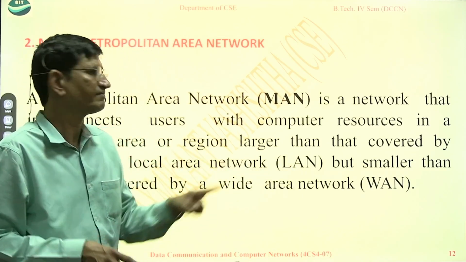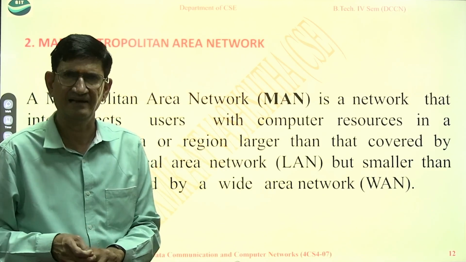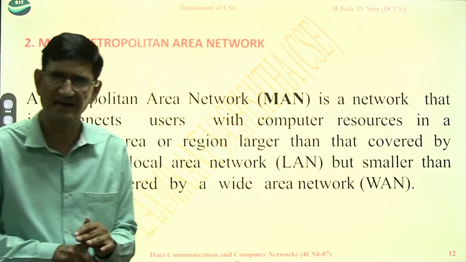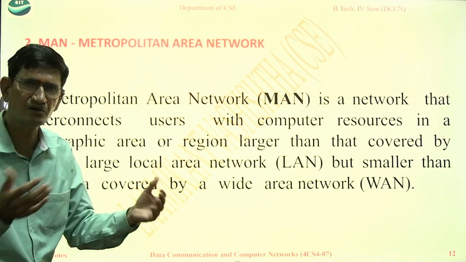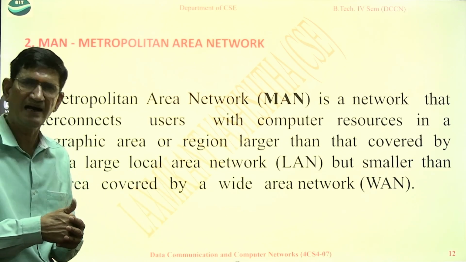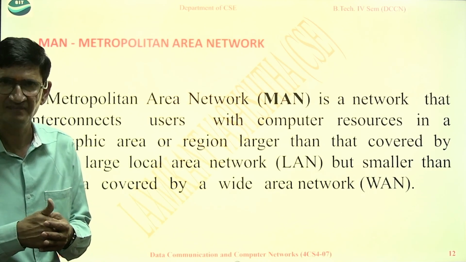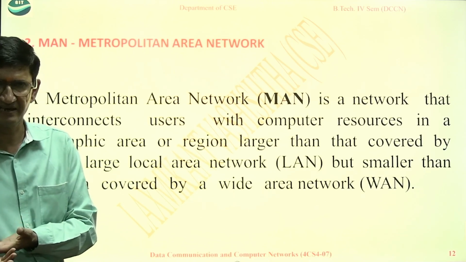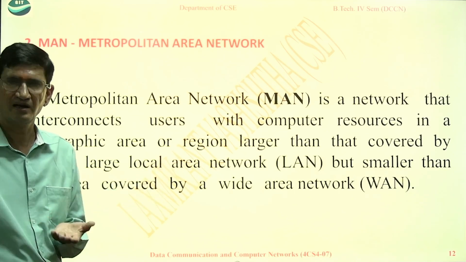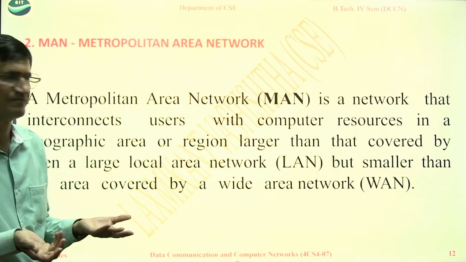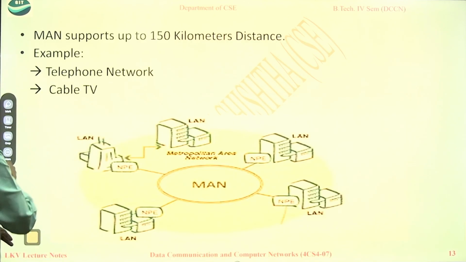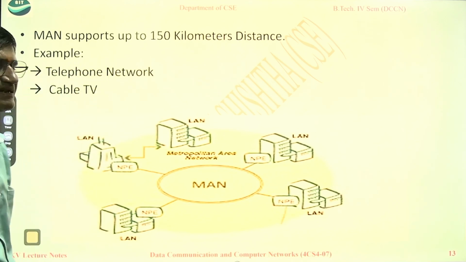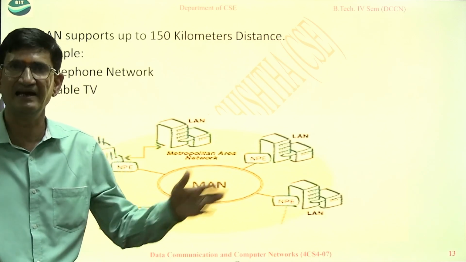Lab 1 is a LAN, lab 2 also a LAN, lab 3, lab 4, lab 5, lab 6 all LANs. When we interconnect all those labs together to build a network of networks, then we need other things like routers, switches, an Ethernet cable, or a Wi-Fi dongle. The MAN supports 150 kilometers distance. It means the geographical area is increased.